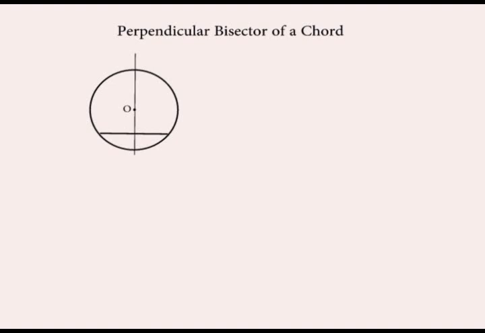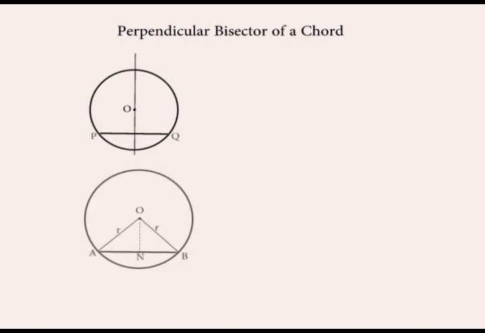Consider a circle of radius r and center O. OA is equal to OB and is equal to the radius of the circle. AON is a right angled triangle at N. According to Pythagoras' theorem, AN squared is equal to r squared minus ON squared.